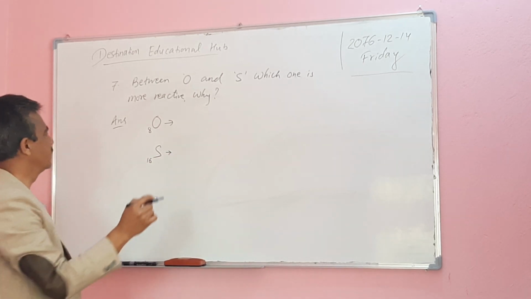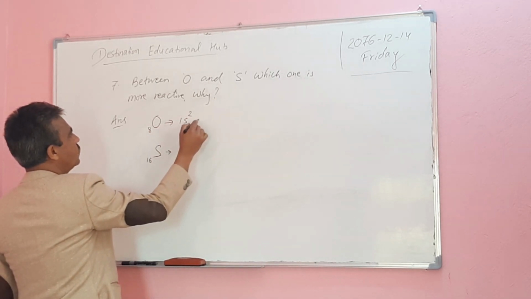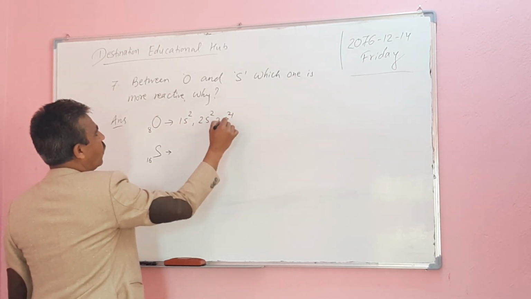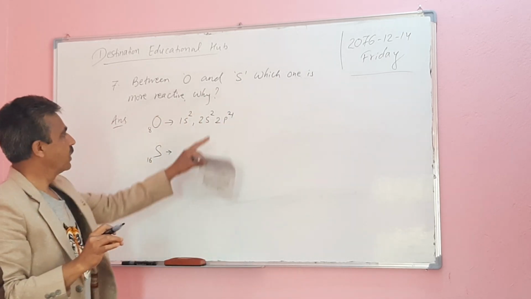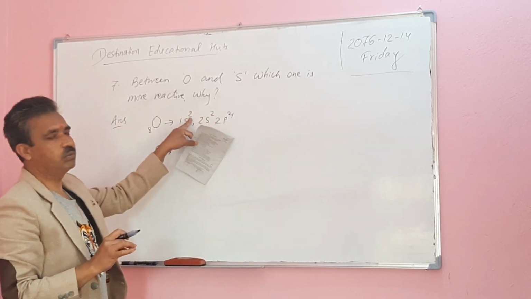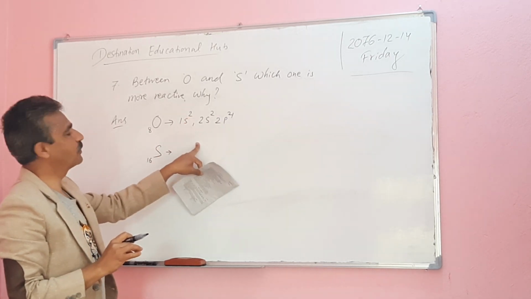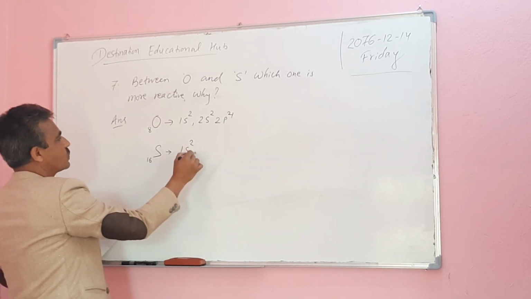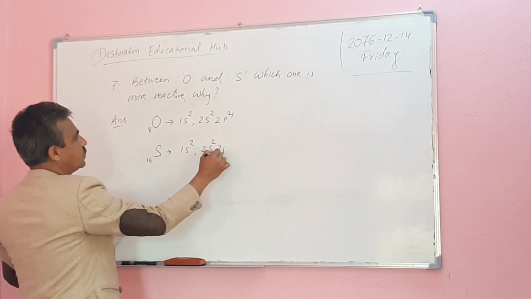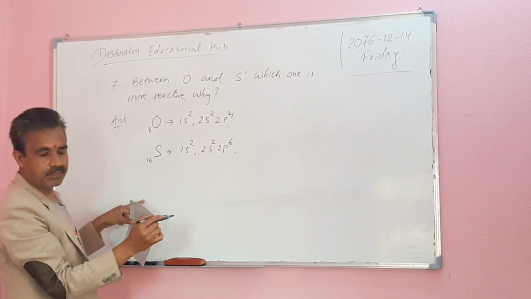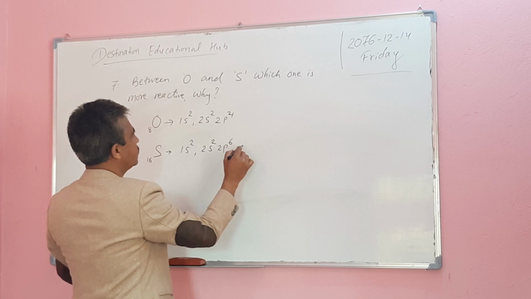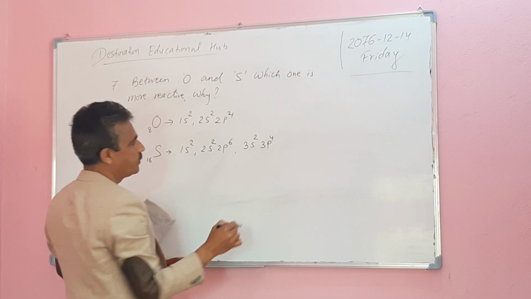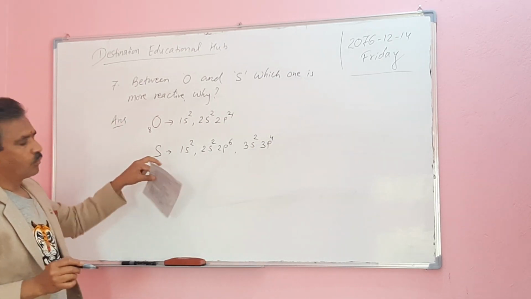So according to the Aufbau rule, how do you write? Oxygen 1s2, 2s2, 2p4. 4 to 8. Right? 4 plus 2, 6. 6 plus 2, 8. Isn't it? This is the electronic configuration of oxygen. Sulfur, how do you write? 1s2, 2s2, 2p6. Now 10, right? How many are left? 6. 3s2, 3p4, 16.